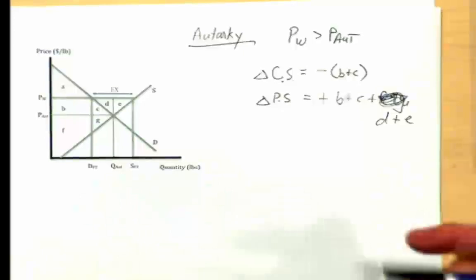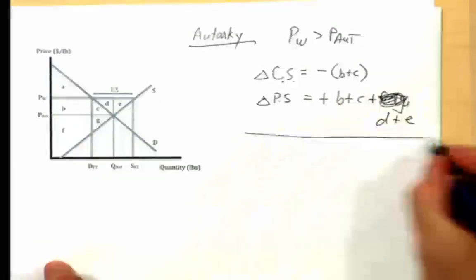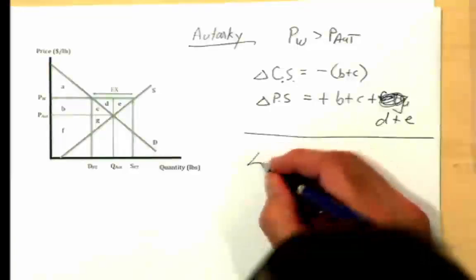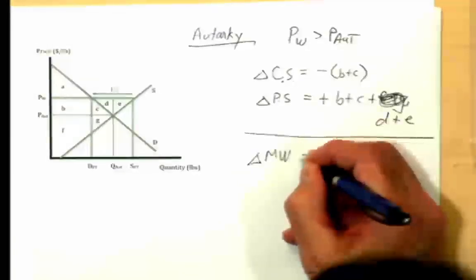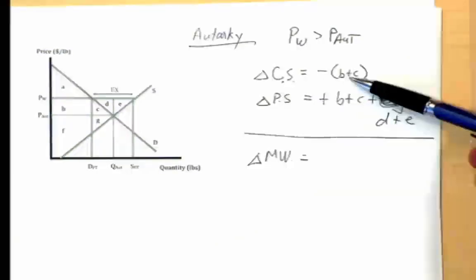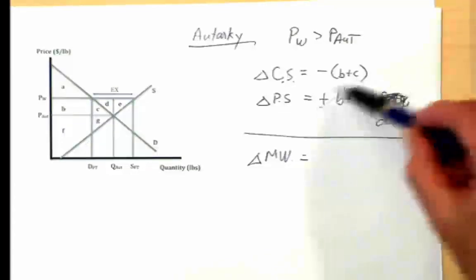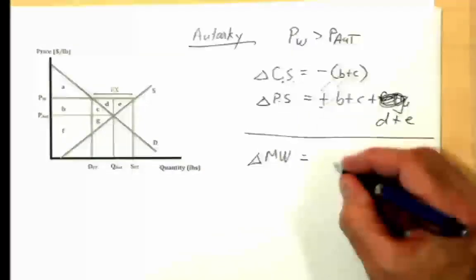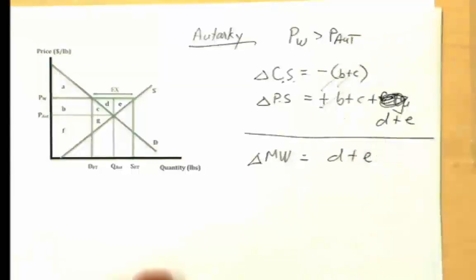Now, we might ask, what's the total effect as a result of this exports to the world market? We can do a change in market welfare, or national welfare, sometimes I call it, by adding up the effects on consumers and producers. And we can see pretty quickly that we've got a minus B on the first line and a plus B on the second, so those are going to cancel out. We've got a minus C and a plus C, those are going to cancel out. We're going to be left with a big D plus E, those are both positive, meaning that the net effect of opening up to exports to the world market is indeed positive.